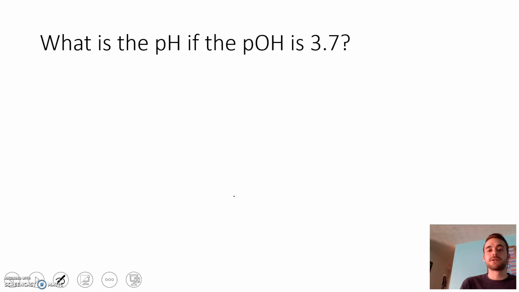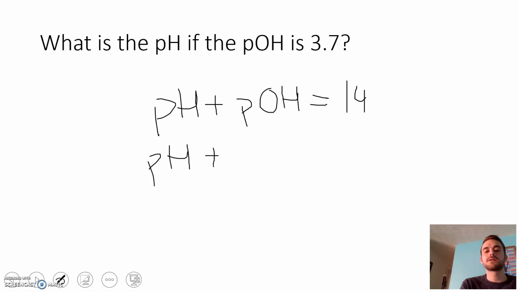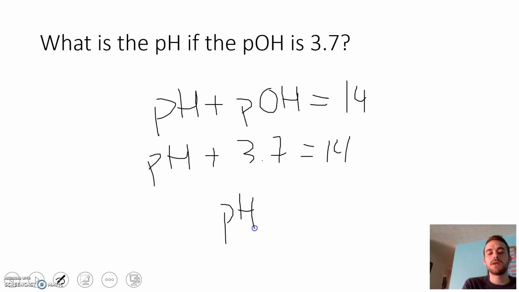This one is super easy as well. So what is the pH if the pOH is 3.7? So our equation that we've been using a couple times now: pH plus pOH equals 14. So pH, we're just going to substitute directly in, plus 3.7 is 14. 14 minus 3.7, your pH equals 10.3.